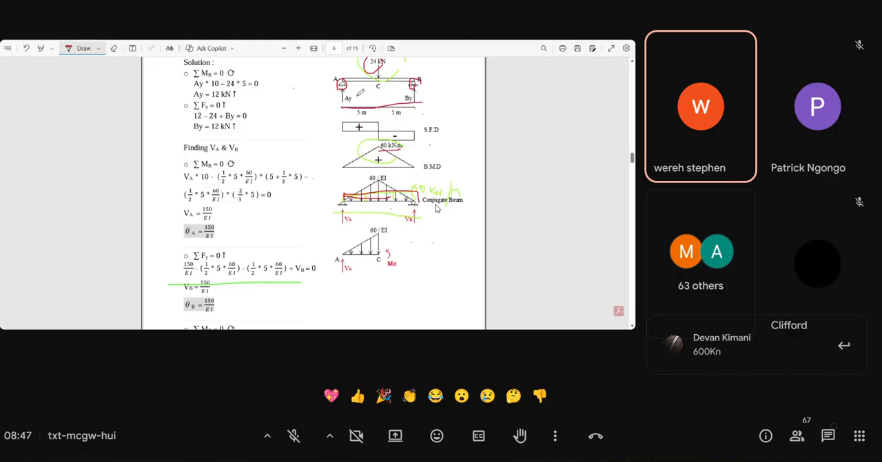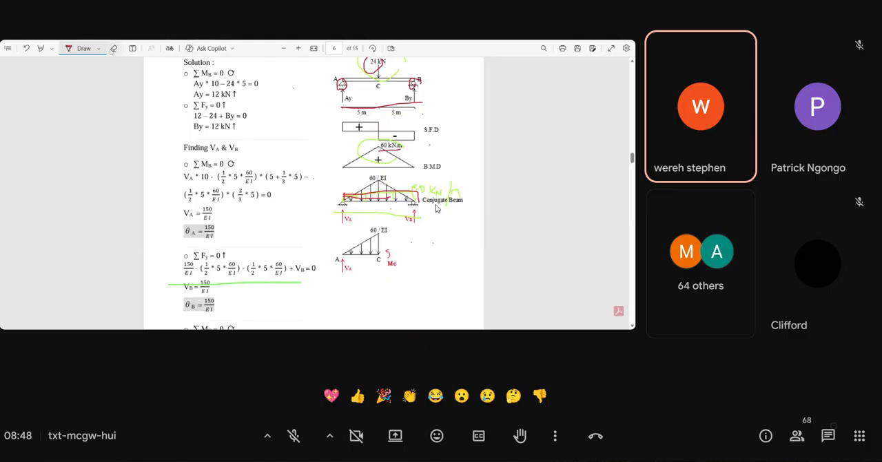So you know now the total load will just be 60 times length, because it is 60 kilonewton per meter. And you know the total length from A to B is 10 meters. So the total load is just 60 times 10, which is 600, okay? So the total loading is 600 kilonewton.